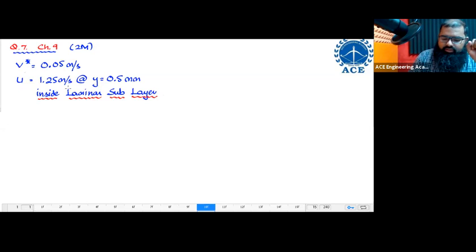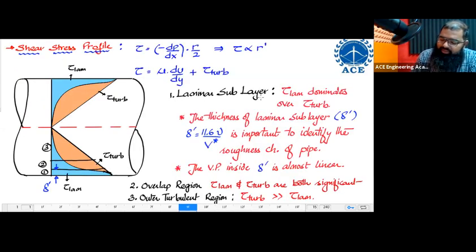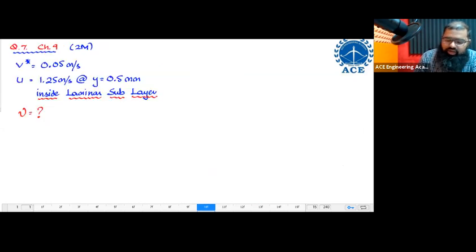Okay, so this is the given. What is asked over here? Kinematic viscosity is equal to how much? This is the question we are having. Let us solve this question. Very simple question, but worth 2 marks in examination. Why I like this question that much is, it is testing multiple concepts. It is testing the concept of what is happening inside laminar sublayer. Inside laminar sublayer, first of all, the value of tau laminar dominates over tau turbulent, and the velocity profile is almost linear. Two things you have to understand over here.